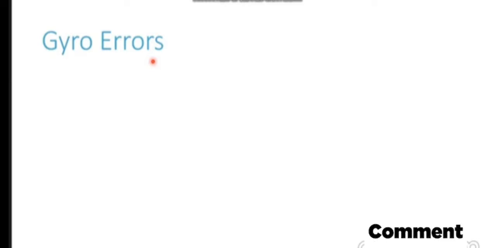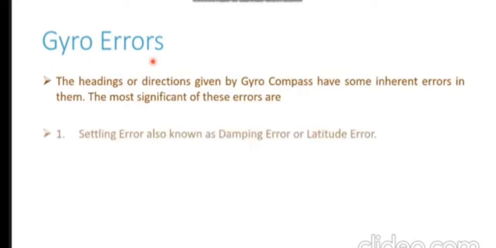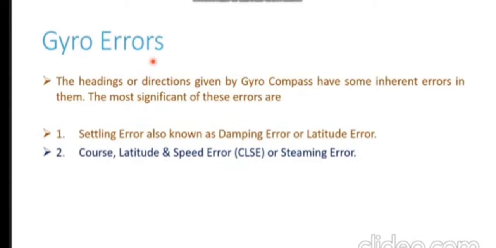But the settling position of the gyro may not be exactly in the meridian, or in other words, the gyro may not show us the true north. This is because of some of the errors which may come in the working of the gyro compass. So we are going to understand what these errors are, what are the causes of these errors, and how these errors can be calculated and eventually rectified or compensated.